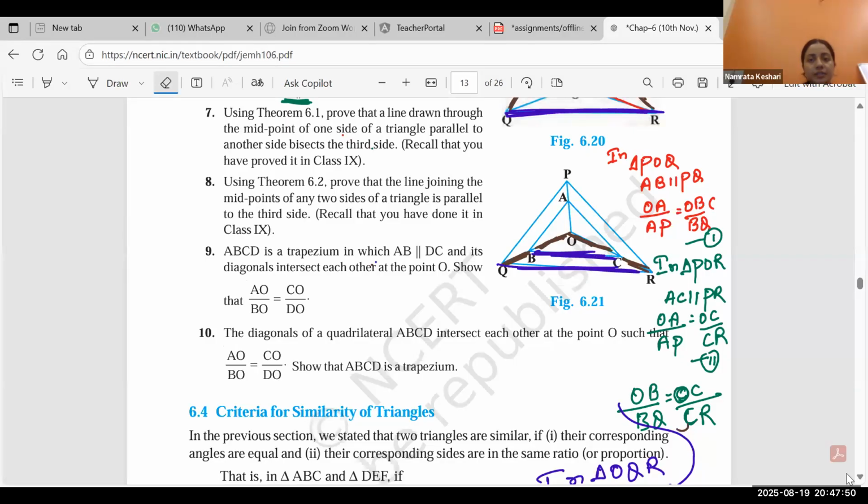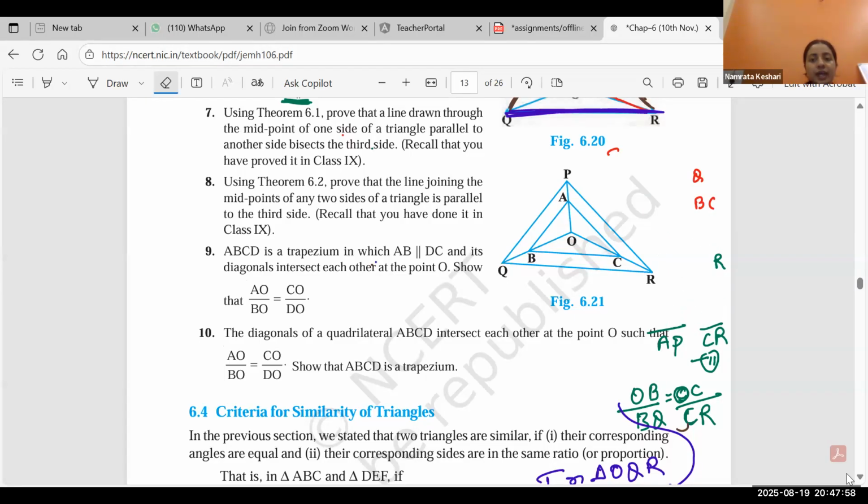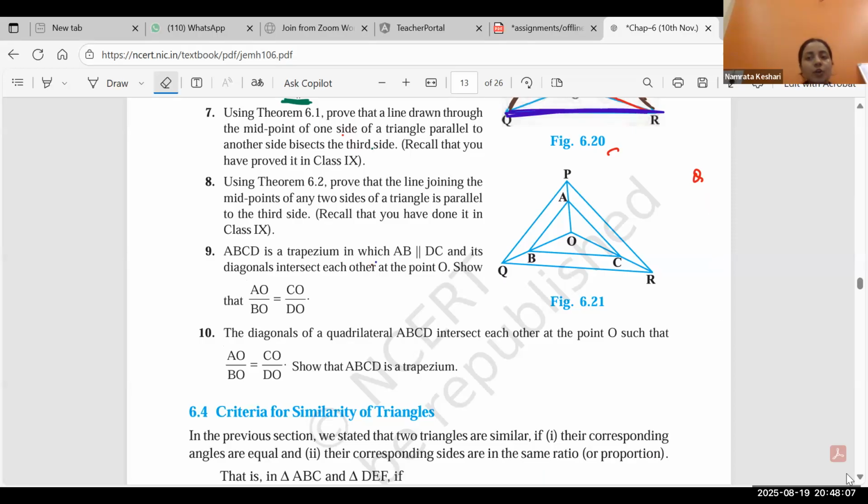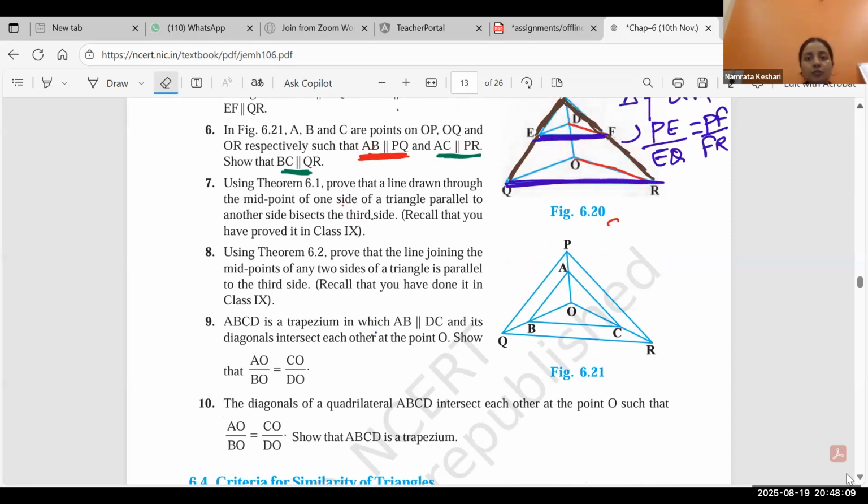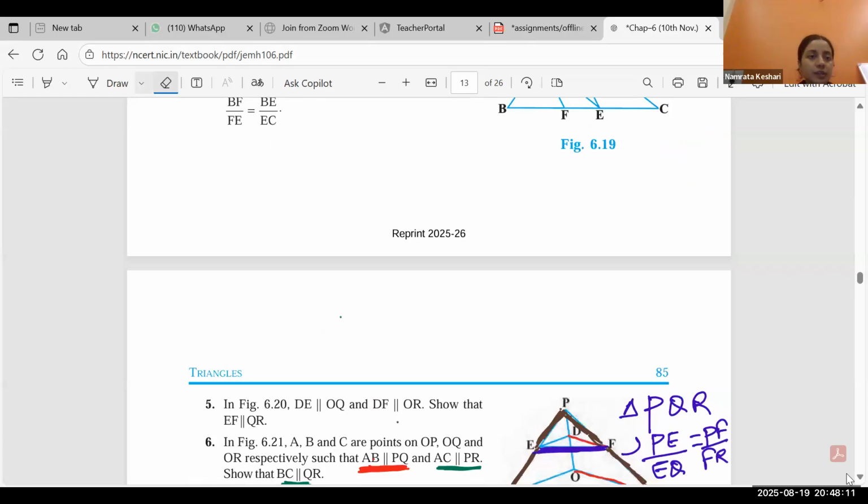Let's do number 8. Before discussing number 7 and number 8, this was number 6. Let's recall what the midpoint theorem was in class 9. In class 9, what was the midpoint theorem and what was the converse of the midpoint theorem? So I am explaining over here. First, the midpoint theorem.